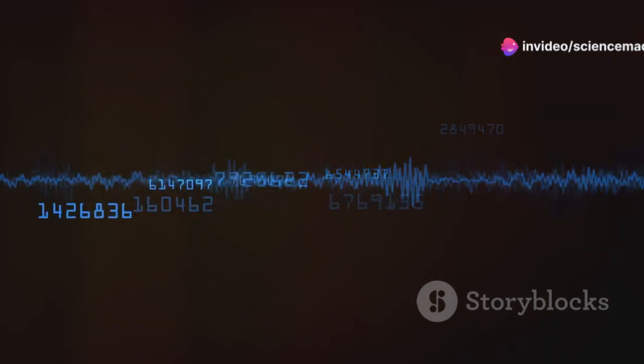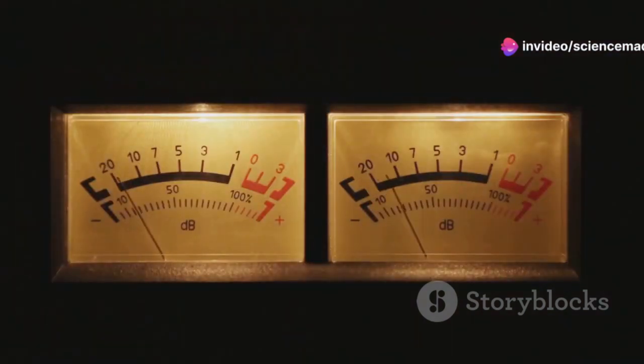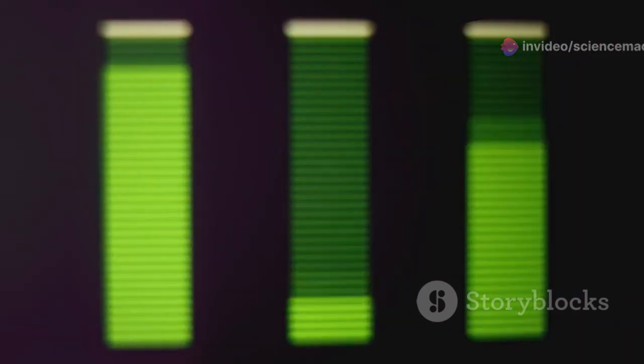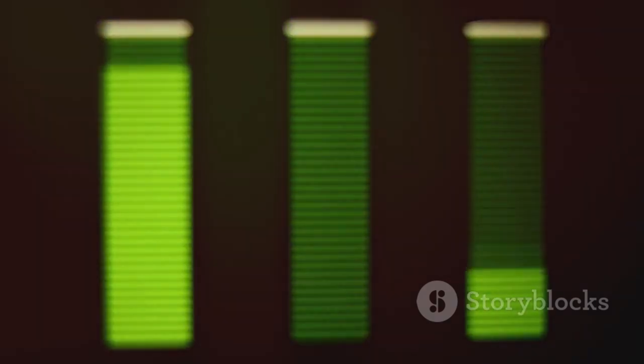That's where frequency comes in. Frequency is the number of vibrations per second. It's measured in hertz, or Hz. A high-frequency sound has many vibrations per second, while a low-frequency sound has fewer.